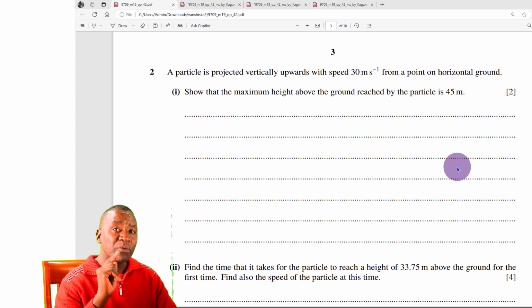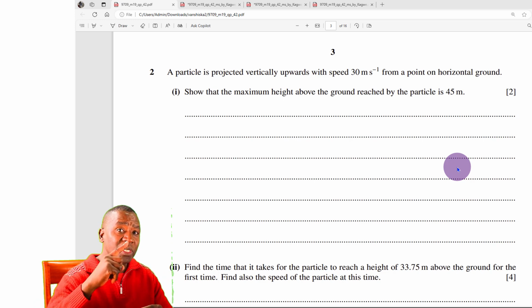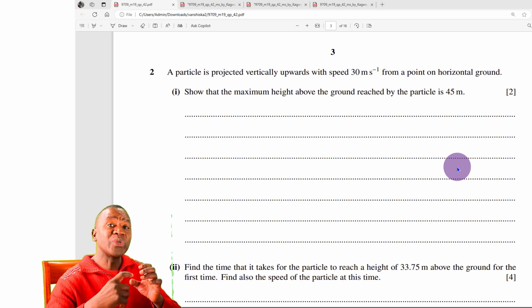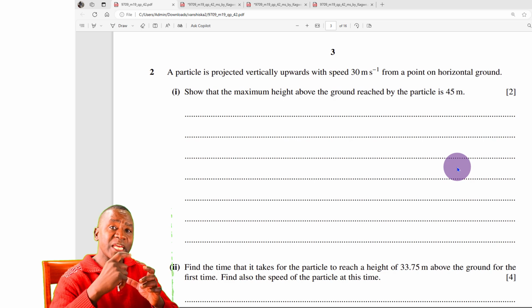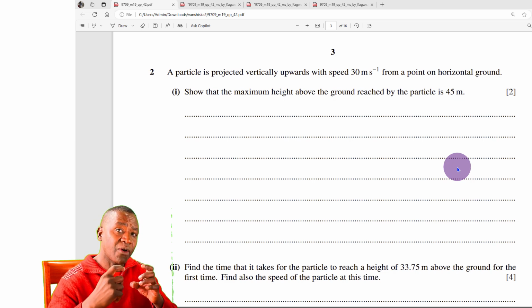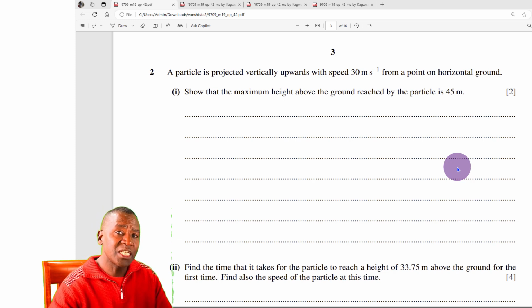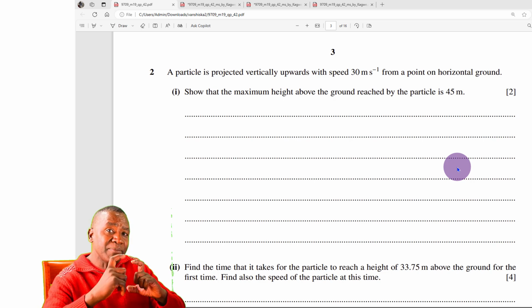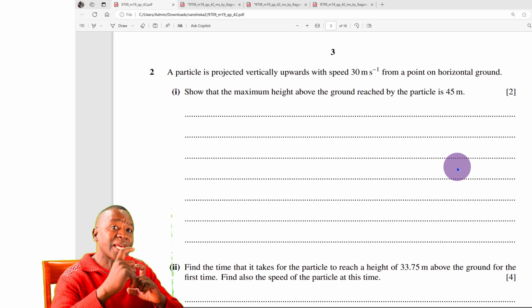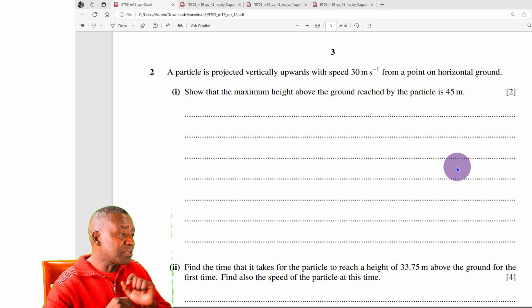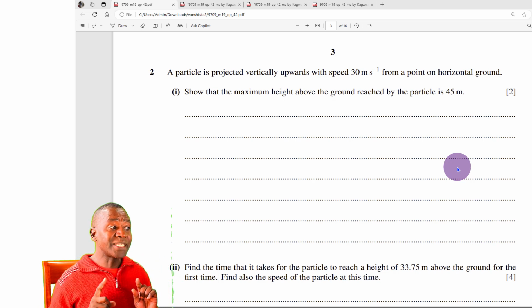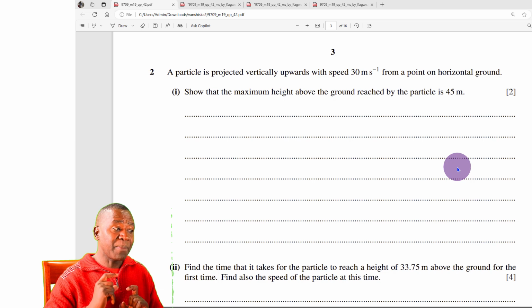Now, when an object is projected vertically upwards with a certain speed, then its velocity is going to decrease by 10 meters per second every second, because the acceleration now has a negative sign, which is minus 10 meters per second squared. So if it is projected by 30 meters per second, you can immediately tell that it will reach its maximum height after 3 seconds. Why?